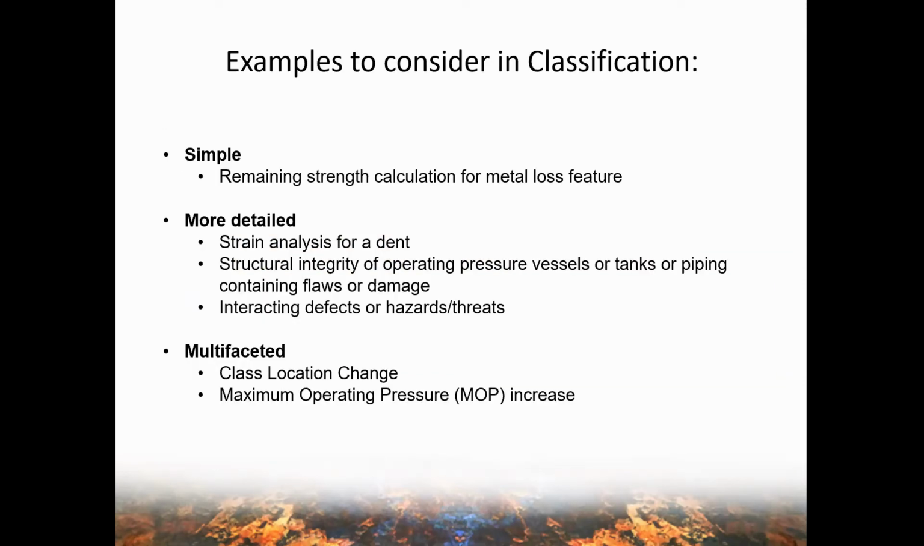So, examples of classification. Those were words I just presented in the slide before, but this is a real-life example of what we might encounter. A simple engineering assessment would be, as a good example, a remaining life calculation, where you have a lot of well-grounded principles and documentation. A more detailed type may involve interaction of defects or hazards, strain analysis of dents, or even the structural integrity of pressure vessels, tanks, or piping. A more multifaceted type may be when you're encountering a class location change, or entertaining the idea of increasing your maximum operating pressure, or the operating pressure you're currently at, to your maximum operating pressure. Those tend to be very complex and have multiple tiers to the type of analysis you may be doing.